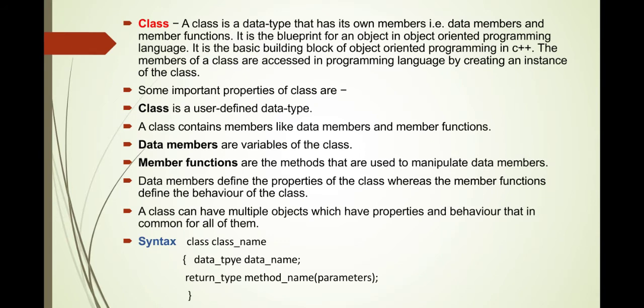Okay, now a class is nothing but a data type that has its own members, that is nothing but data members and member functions. Own members means data members and member functions. Later we see what the data member and the member function are. It is a blueprint of an object in an object oriented programming language. It is a basic building block of an object.